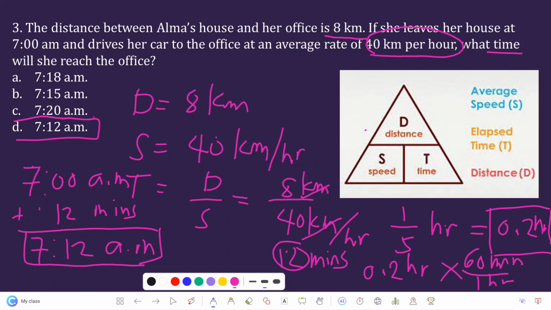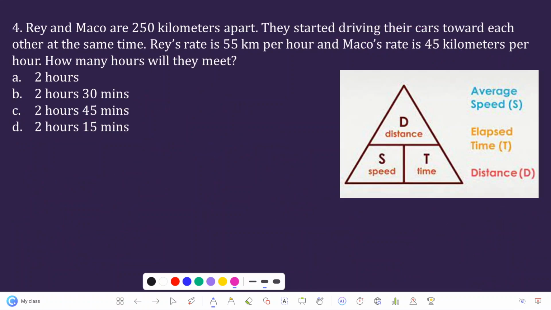Next, we go to item number 4. Item number 4. Ray and Mako are 250 kilometers apart. They started driving their cars toward each other at the same time. Ray's rate is 55 kilometers per hour and Mako's rate is 45 kilometers per hour. How many hours will they meet? A. 2 hours. B. 2 hours 30 minutes. C. 2 hours 45 minutes. Or letter D. 2 hours and 15 minutes.